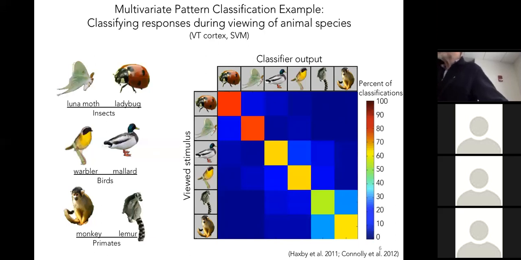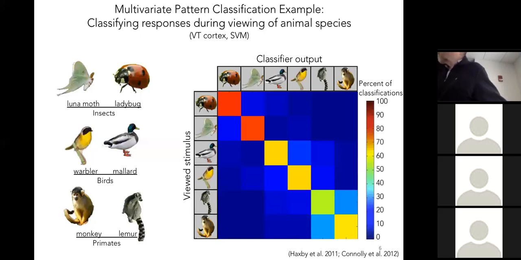We measured the patterns of brain activity. And then we applied a machine learning pattern classifier to determine whether or not the pattern of activity evoked by each one of these species was unique, and allowed us to say what species of animal the subject was looking at when this pattern of brain activity was measured. This classifier result is often shown as a confusion matrix. So the input is along the vertical axis: ladybugs, luna moths, mallards, yellow warblers, ring-tailed lemurs, and spider monkeys. And then the classifier output is on the horizontal axis.